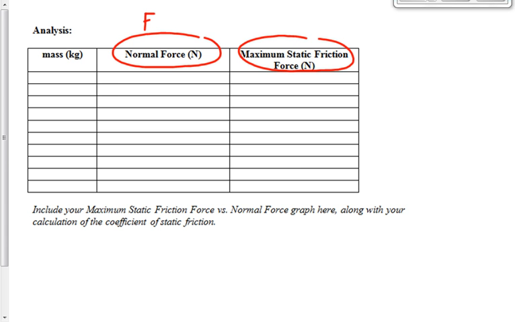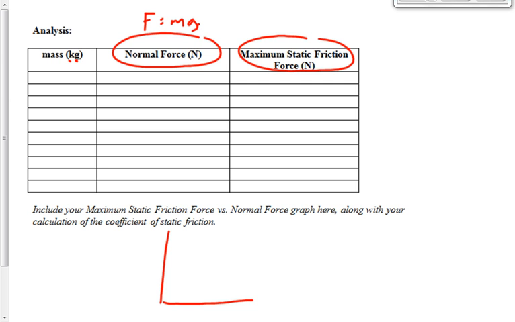Yeah, it's going to be the mass times gravity. So make sure your mass is in kilograms. Multiply it by 9.81. Just make it a positive value. Okay, just use positive 9.81 for it. Get the normal force and the max force of static friction. Then you're going to plot a graph.